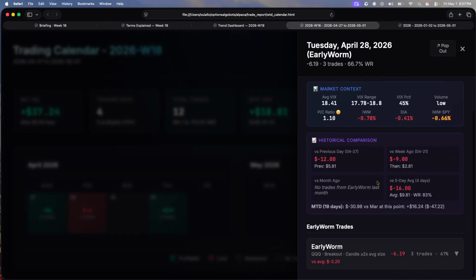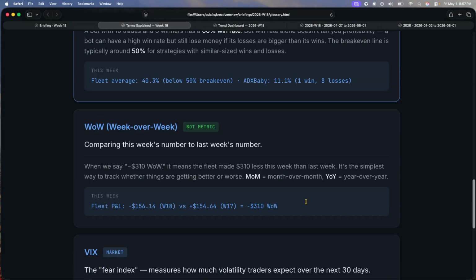Let me start with the negative day, and that's going to be on Tuesday the 28th. Looking at the VIX environment, we're at 18, which lets me know we're in a calm environment. The lowest it got was 17.78, and the highest it got was 18.80, so it's in the 45th percentile. And then our PC ratio, remember the PC ratio, it is here.